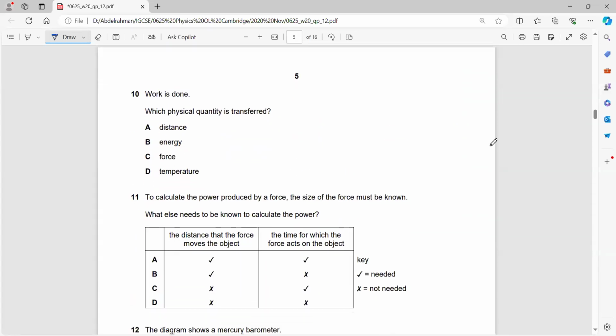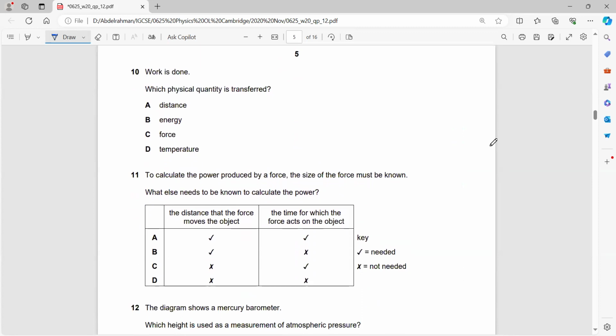Work is done. Which physical quantity is transferred? Work done is what? Work done is energy. Yes. Okay.